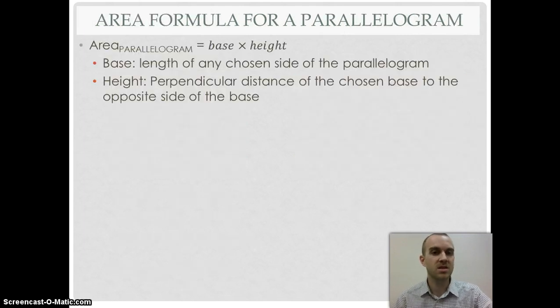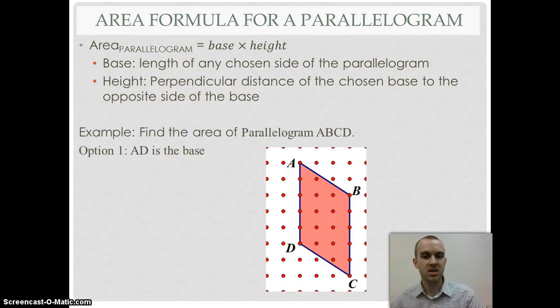And the formal formula states that we're looking at the base times the height of the parallelogram to give us area. Where base is the length of a chosen side for the parallelogram. You could choose any of the 4 sides. The height's going to be the perpendicular distance to the opposite side. So let's look at this parallelogram. And this one we use just to make it a little bit different so you can see that it's still always true depending on which side you use.